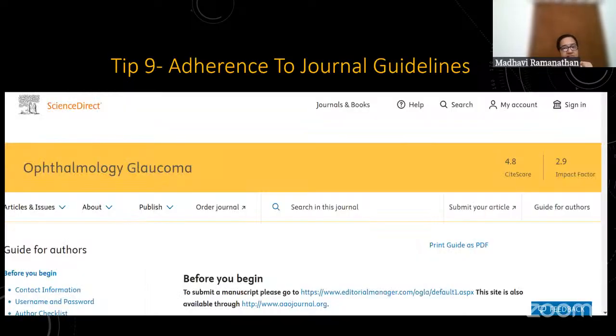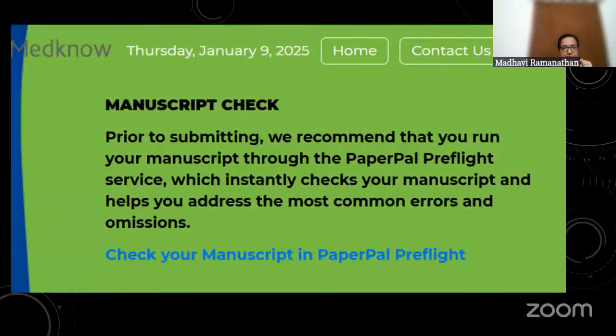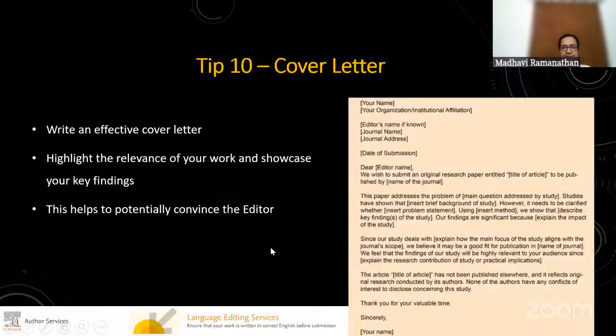And the next step is adhering to the journal guidelines. So this is the Ophthalmology Glaucoma journal. You'll have a guide for authors, and some journals even provide video-assisted guidelines. Even IJO provides video guidelines. This is the IJO website, in which a manuscript check is also available, started quite recently. So you can check your manuscript for any common errors and omissions.